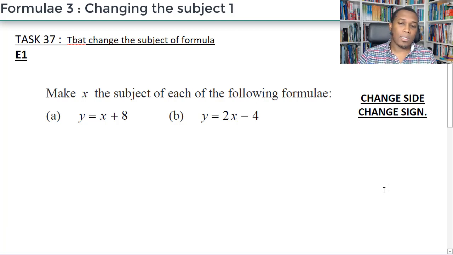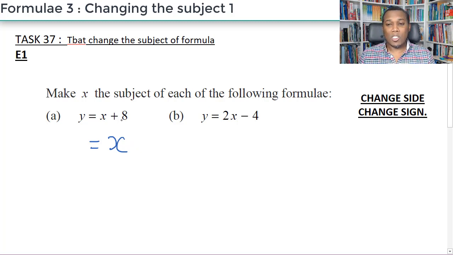We're asked to make X the subject of the formula for these two. And please, I encourage you, have a go. Pause me, have a go. I will begin. I'll go slowly. If you want, let's do it together. I want X to be the subject. That means X is going to be all by itself on the right-hand side.